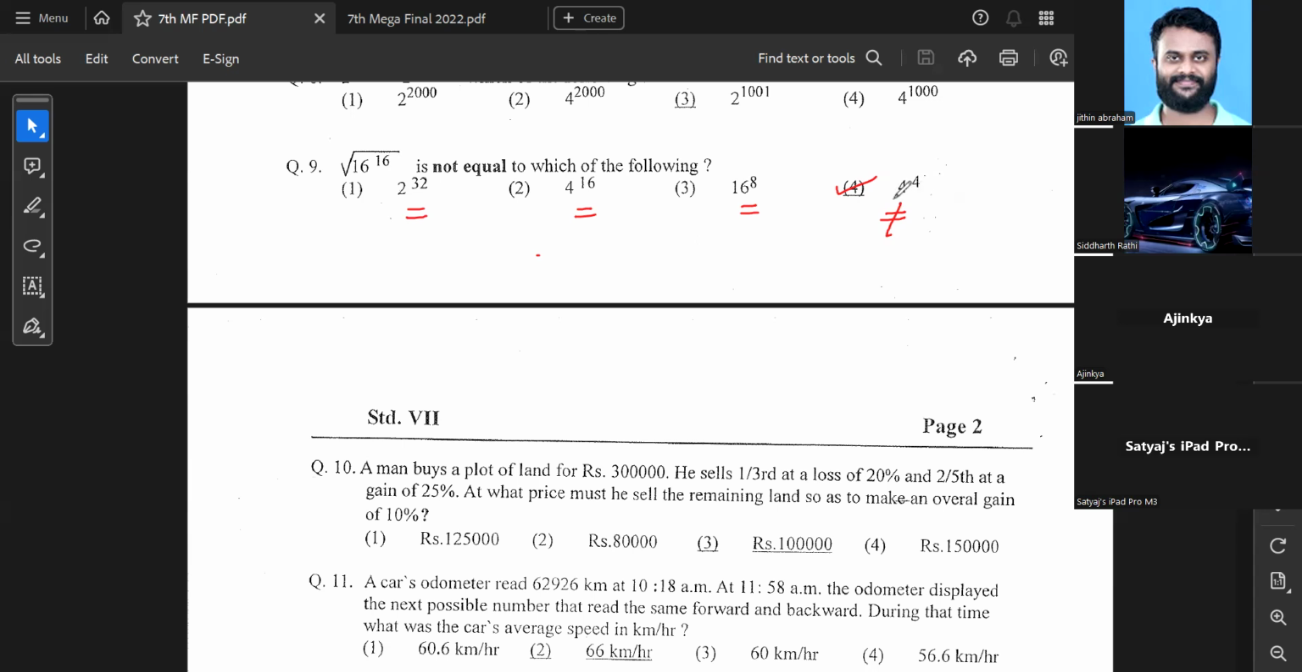So sir, how is it that if the other options are equal to the value over there? Oh, okay, I get it. Okay, yeah.